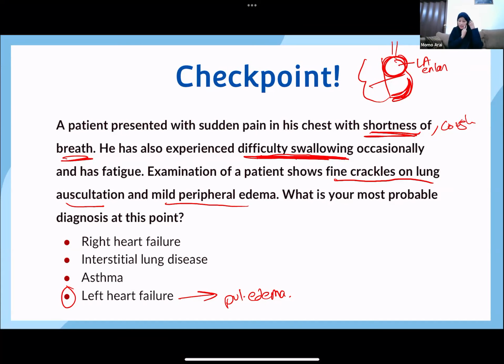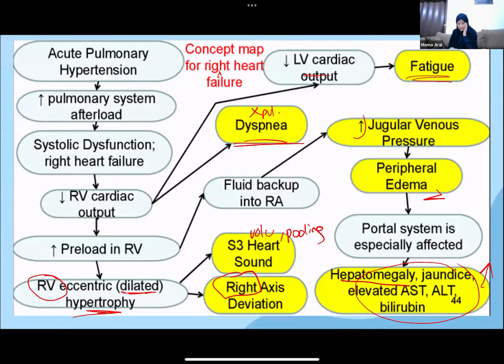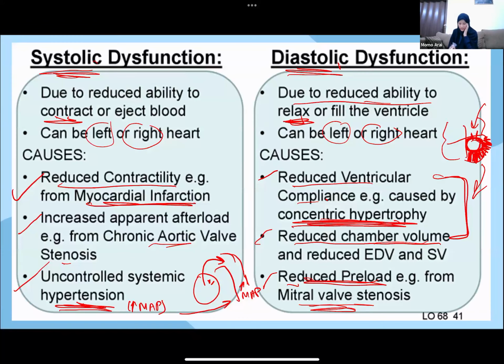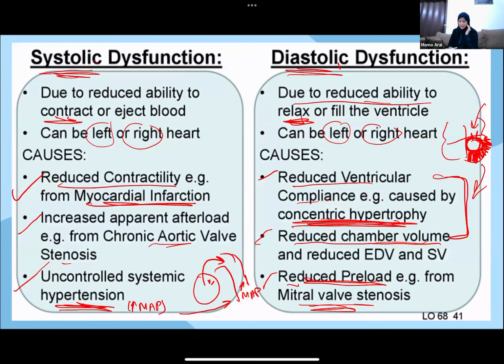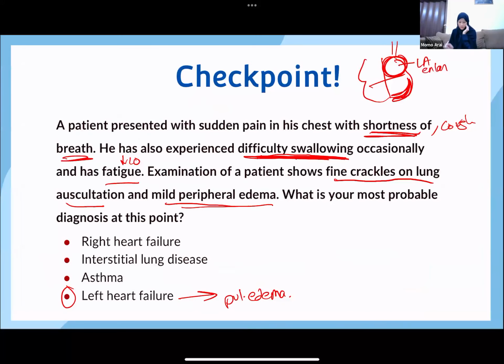That's whenever they're eating, let's say. And then fatigue, that's for decreased cardiac output with both heart failures. Mild peripheral edema, okay, that's fine too. In left heart failure, sometimes it can cause edema. I know it's a very confusing point, but remember what I said, left heart failure can cause right heart failure. So you can see right-sided symptoms sometimes with left-sided failure. Okay, let's go back here.